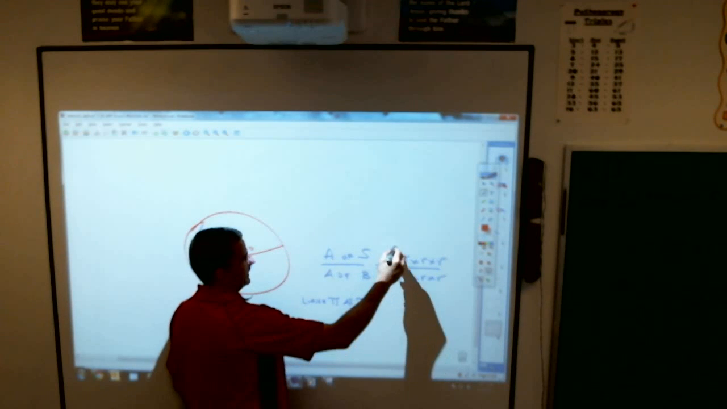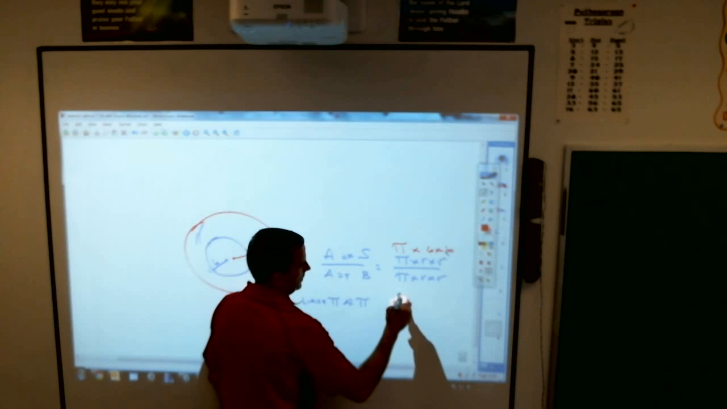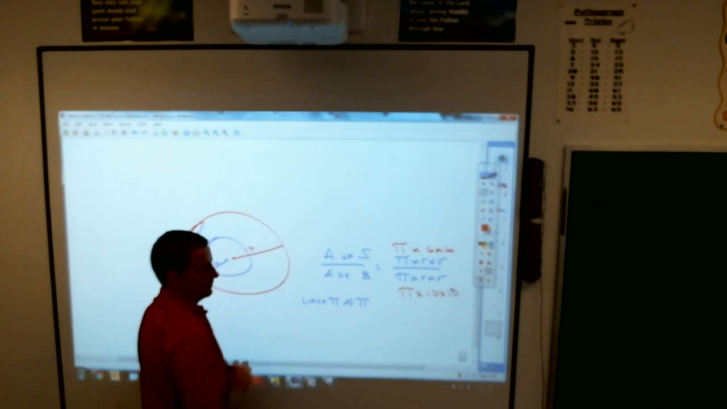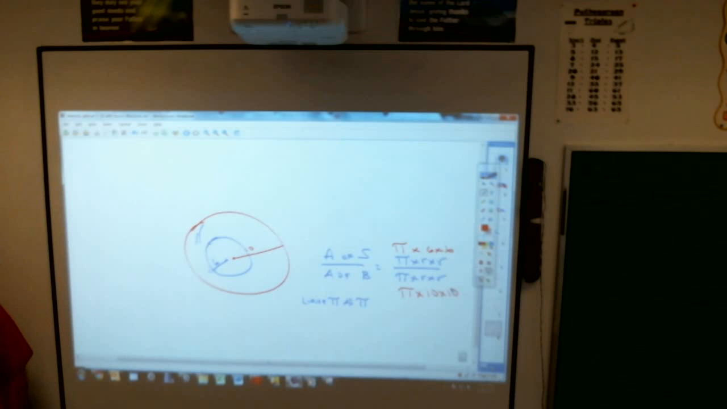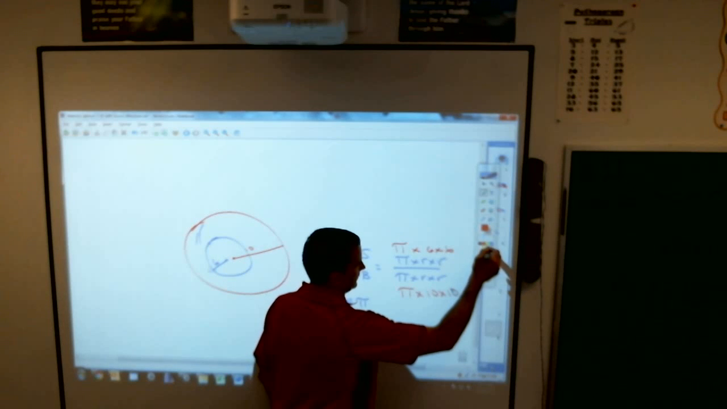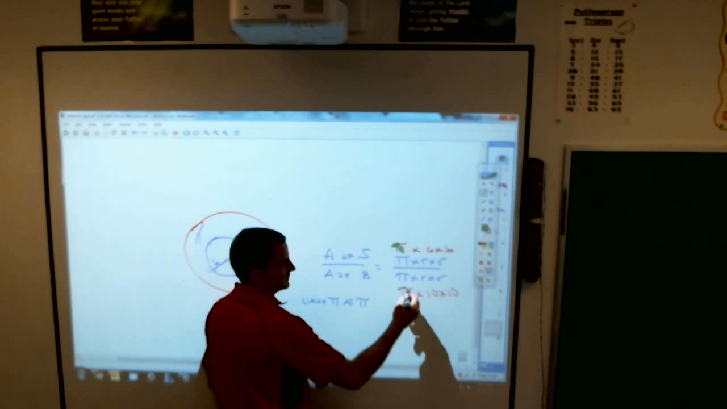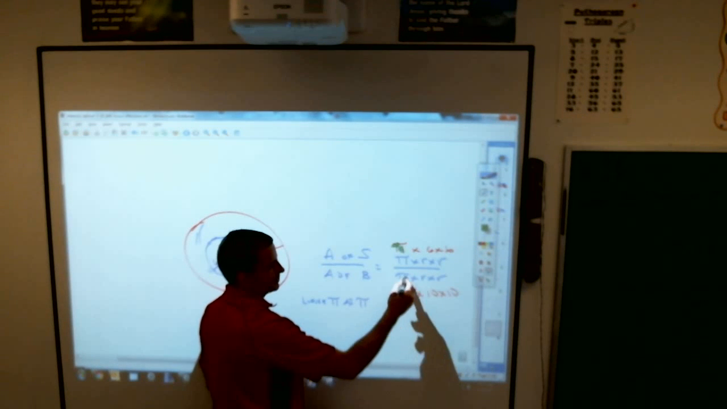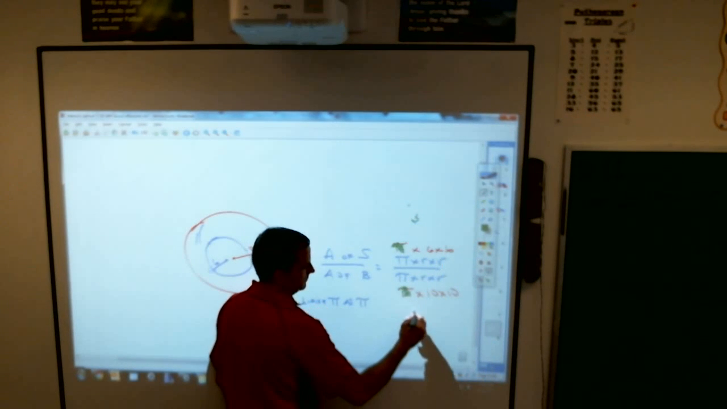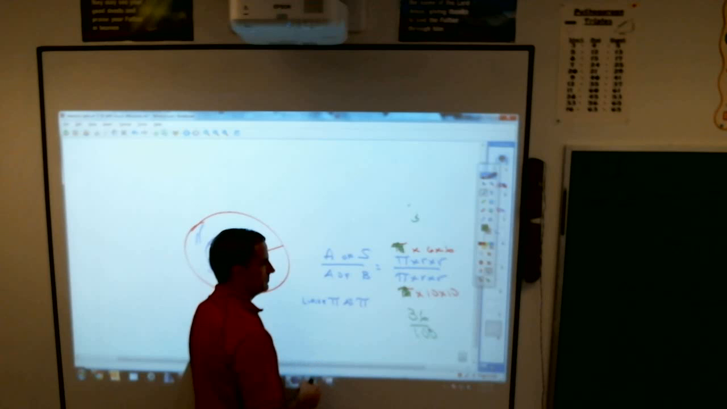So what we have is on top, pi times 6 times 6 over pi times 10 times 10. Why do you want to leave the pi's there? Why don't I want to multiply by 3.14? Right, because identical factors on top cross off with identical factors on bottom. Times pi divided by pi, they go away. You could also, rather than multiplying and getting 36 over 100, cancel before you multiply.